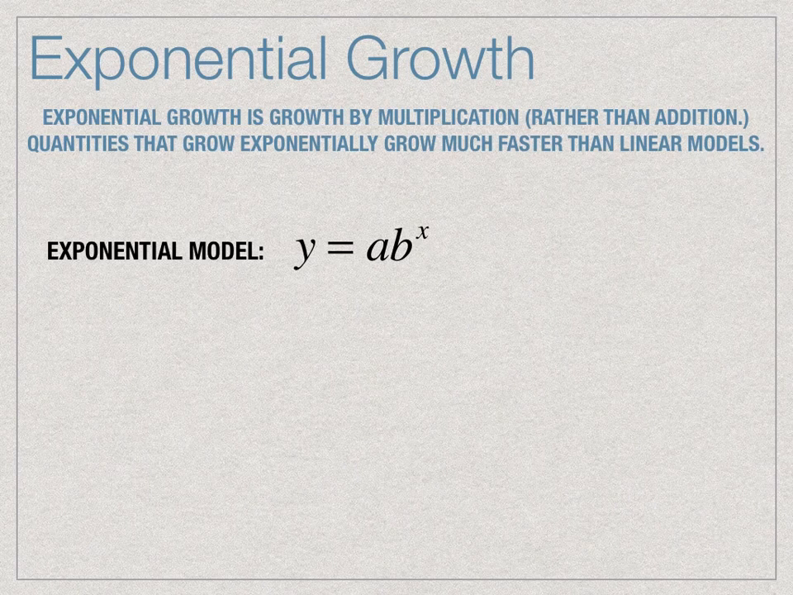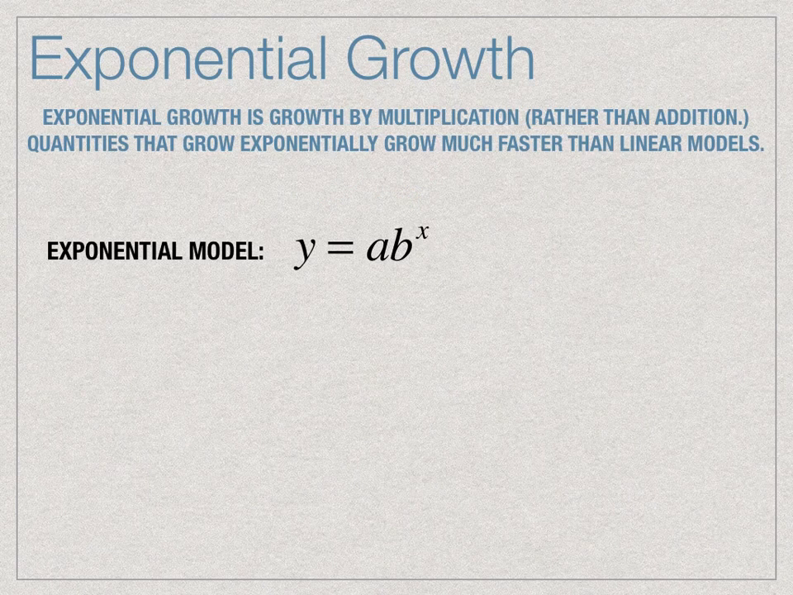So an exponential model, this is like the formula for an exponential function, always looks like this. Y equals a times b to the power of x. So when we put some numbers in here, it might look something like this: y equals 3 times 2 to the power of x. And what this is really saying is that I'm starting with 3 and then I'm multiplying by 2 a bunch of times. Okay?